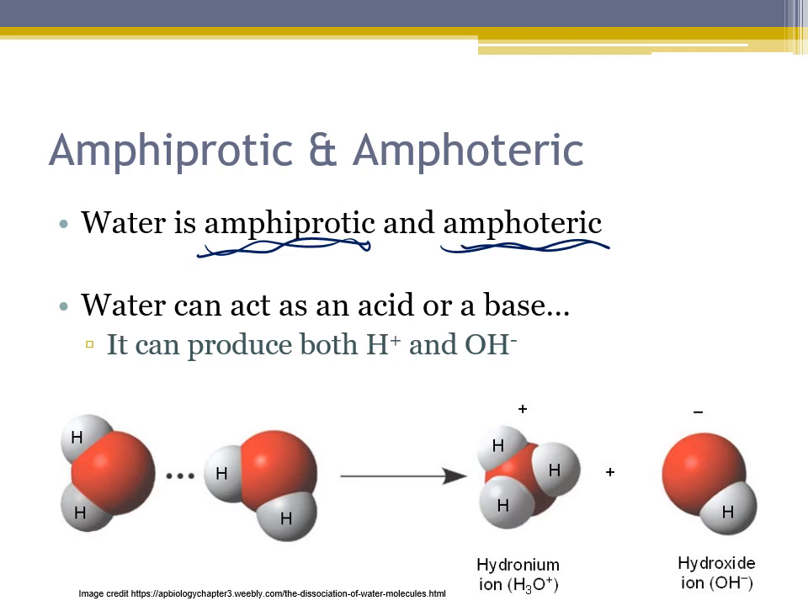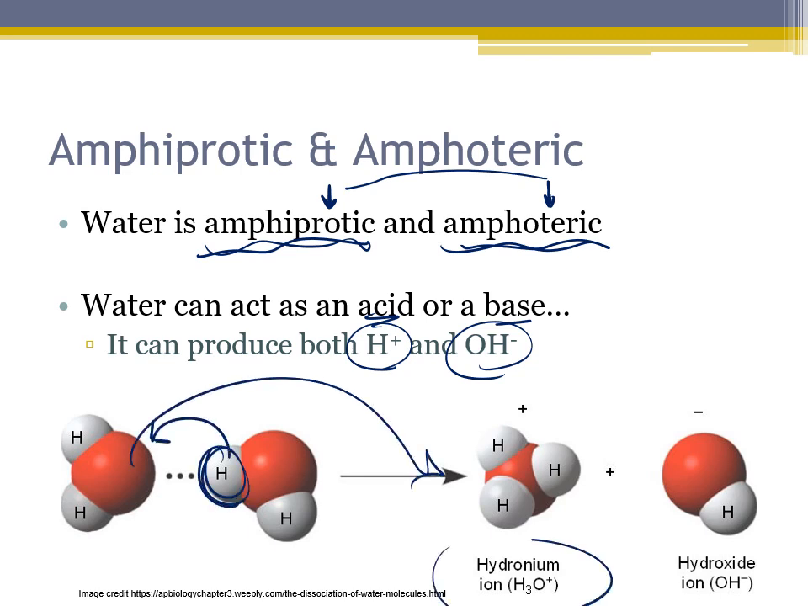These mean almost the same thing. This is focusing more on how it can be both a proton donor and a proton acceptor. This is saying that it can act like an acid and a base, which is pretty similar to being a proton acceptor or proton donor. Water can be both an acid or a base because it can produce hydrogen ions and also hydroxide ions. The hydrogen ion that was here pops onto that guy to make our hydronium ion.